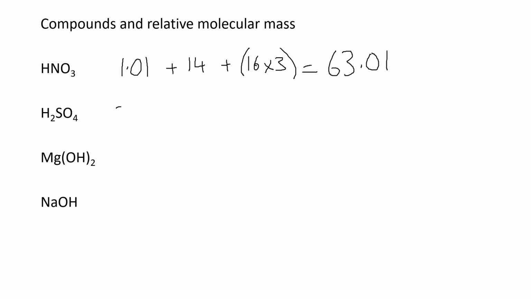H2SO4, you've got 2 hydrogens, that's 2.02. Sulfur, which is 32.1. And then 4 oxygens, which is 64. And that gives you 98.12.